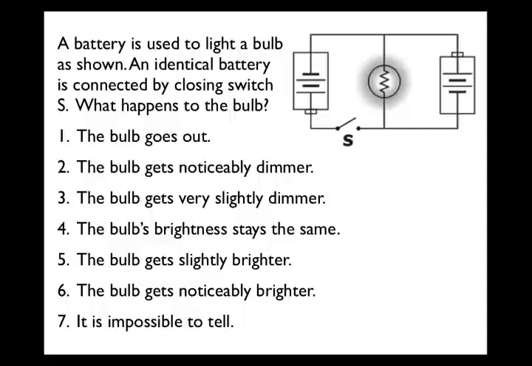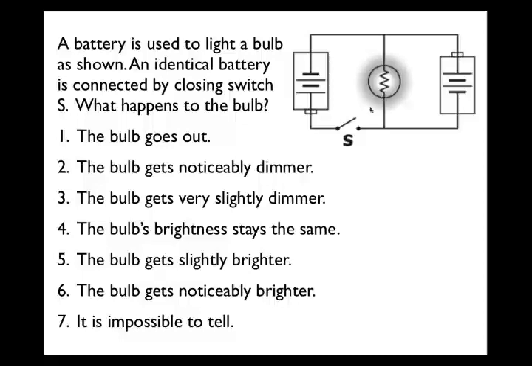A battery is used to light a bulb as shown. An identical battery is connected by closing switch S. What happens to the bulb here? Well, here in fact the bulb would go out if you do this.